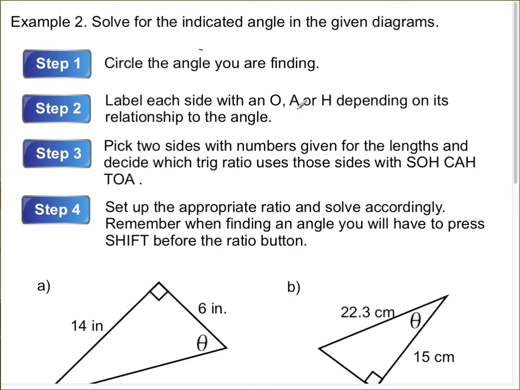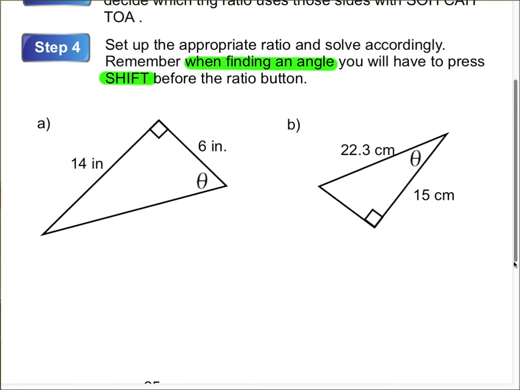Label each side with an O, an A, or an H, depending on its relationship to the angle. Pick two sides with numbers given for the lengths, and decide which trig ratio uses those sides in Sohcahtoa. Set up the appropriate ratio and solve accordingly. Remember, when finding an angle, I'm going to highlight that too. When finding an angle, you will have to press shift before the ratio button, and by the ratio button I mean sine, cos, or tan.